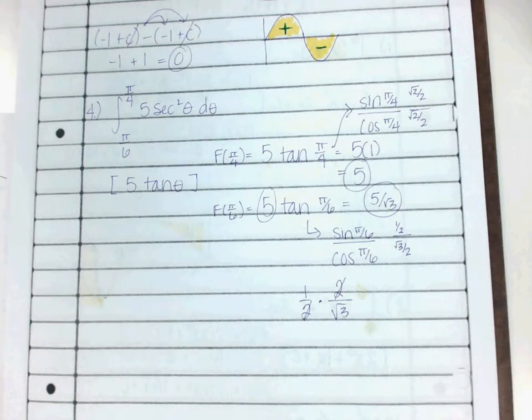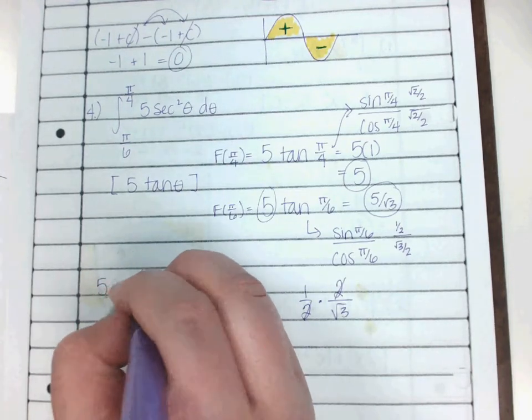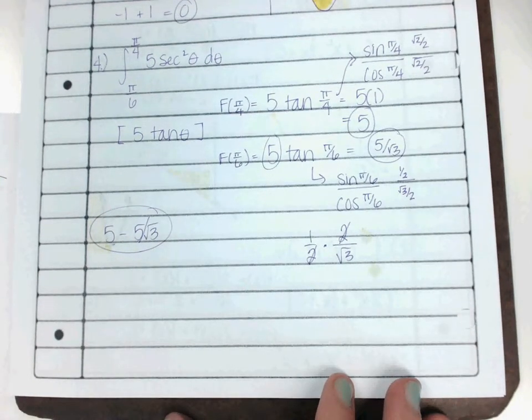Now, the good news for you is that on the AP test, they don't care about square roots on the bottom. They would just leave it. So your answer would be 5 minus 5 over root 3. Okay? 5 minus 5 over root 3.